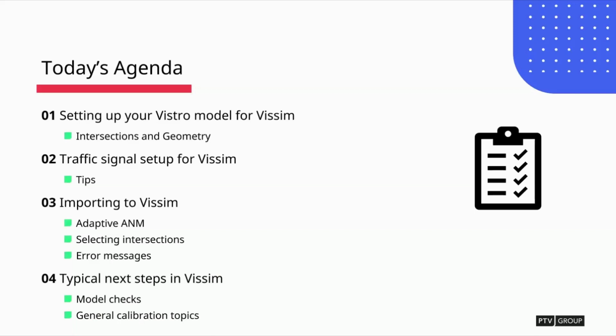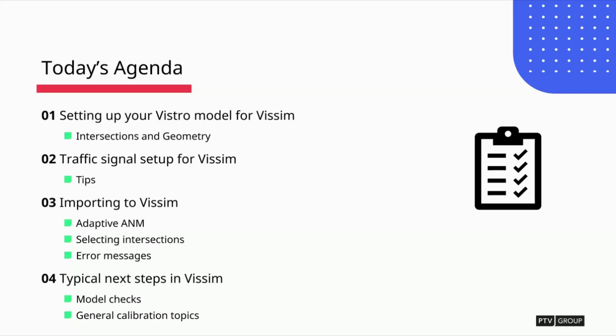Then the second part will be the traffic signal setup, focusing on tips and a checklist of things you can drill down and go through to make sure the signal is set up right, especially when you're migrating it over to the Vissim side. So we'll give some tips there.